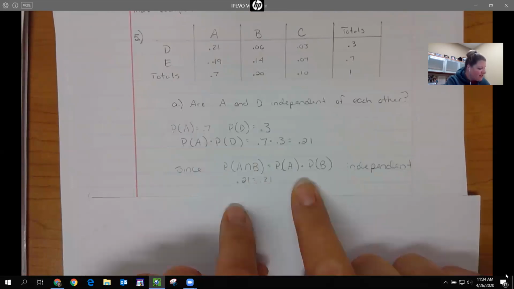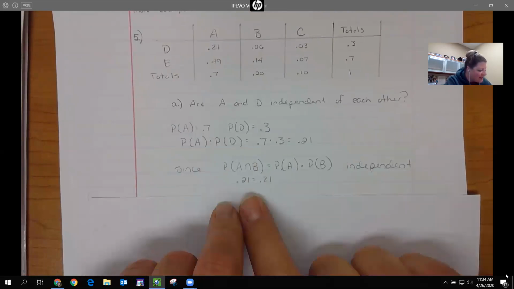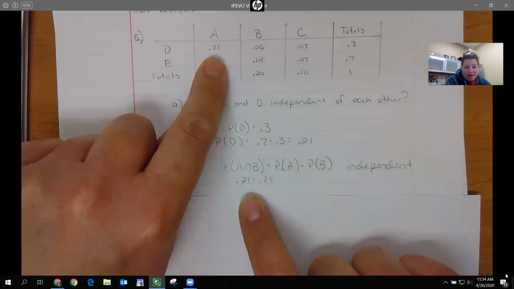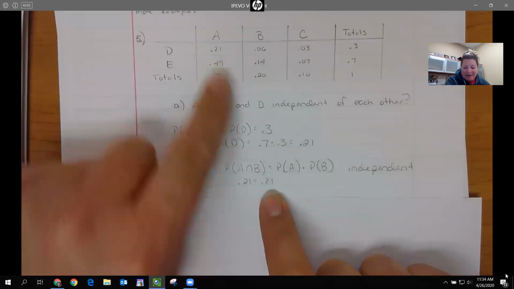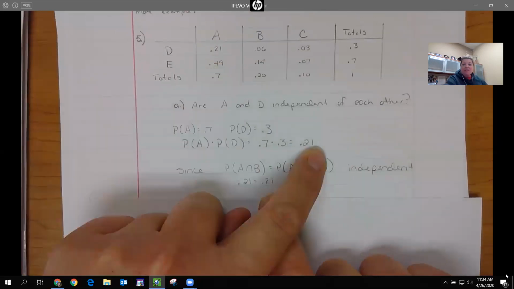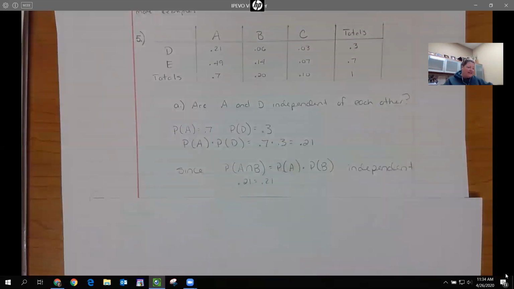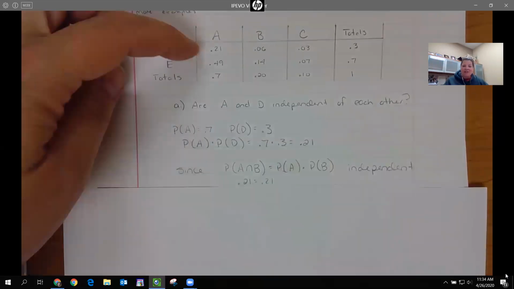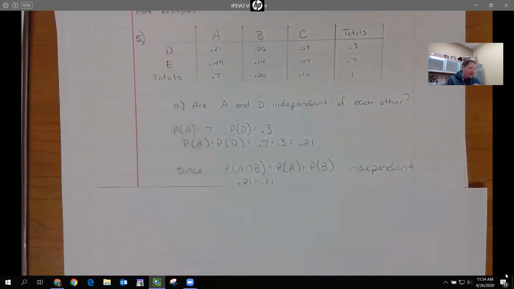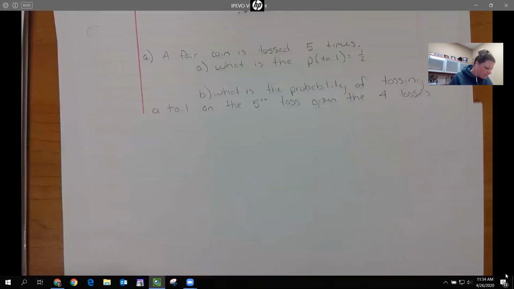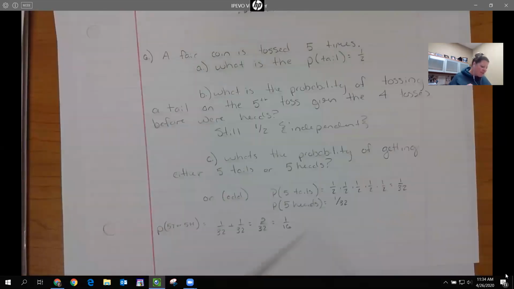So what's the intersection of A and D? It's 0.21, which is what we got here. So we're timesing them, and then we're checking, does it match the intersection where A and D intersect? Yeah, these are independent. That's it. That's all you do for checking independence. I don't want to spend a lot of time on that idea. Okay. So one more example.